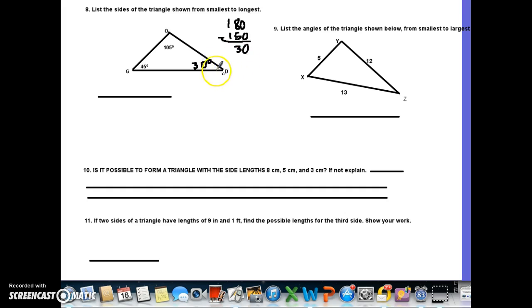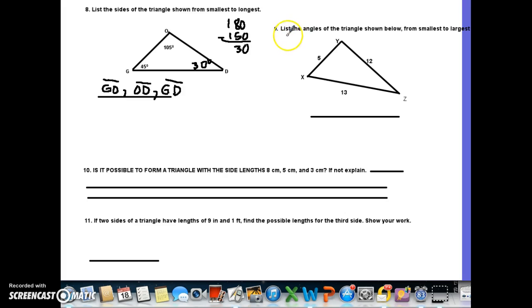And if you look for a while, you see that's the smallest angle. So the shortest side would be opposite or across from that. Shortest therefore would be GO, segment GO. Next in line would be the 45-degree angle, and that's straight across from OD. So OD would be the middle in terms of length, and the longest is going to be opposite the biggest angle, so it's going to be straight opposite to it, or it's going to be segment GD. Okay.